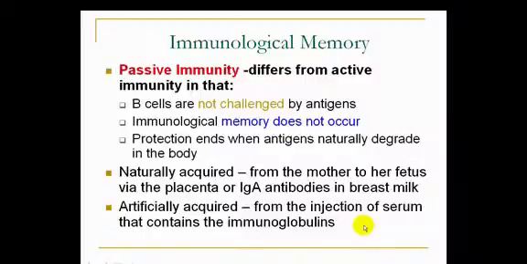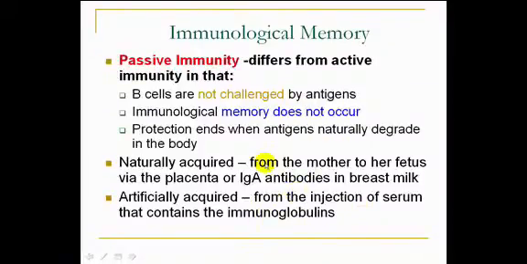Now, passive immunity is different from active because you're not actually challenging your B cells, okay, by the antigen. And so you don't get those memory cells. Basically, you're getting the antibodies from somewhere. So you have the antibodies to protect you against the antigen, but your own immune system isn't challenged by the antigen. So you don't produce memory. So I just noticed an error, so let me just mention this now. Protection ends when the antibody naturally degrades in the body.